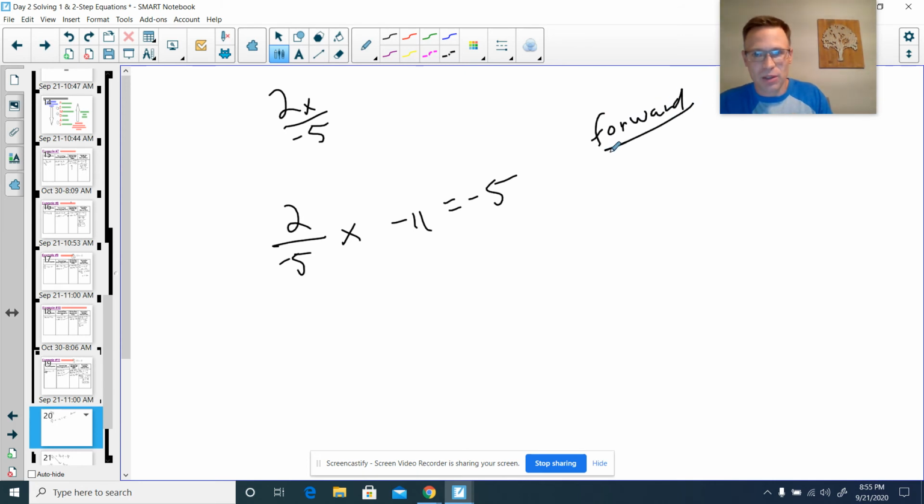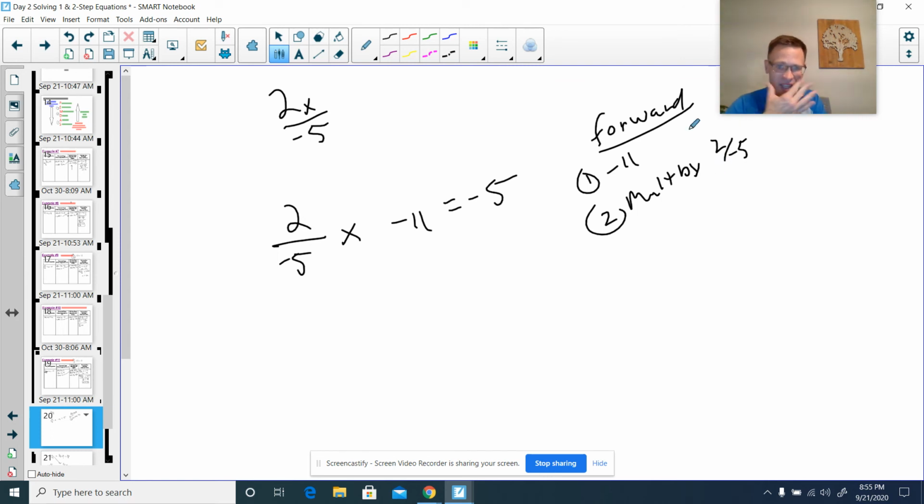My forward steps are still to subtract 11. But now my forward steps are multiplying by this fraction, right? So step 1 would be subtract 11. Step 2 is to multiply by a fraction, which is 2 over -5. And that's it. Those are my only forward steps, which means I'm only going to have 2 solving steps. My solving steps look like undoing this. So I'm going to multiply by 2/5.